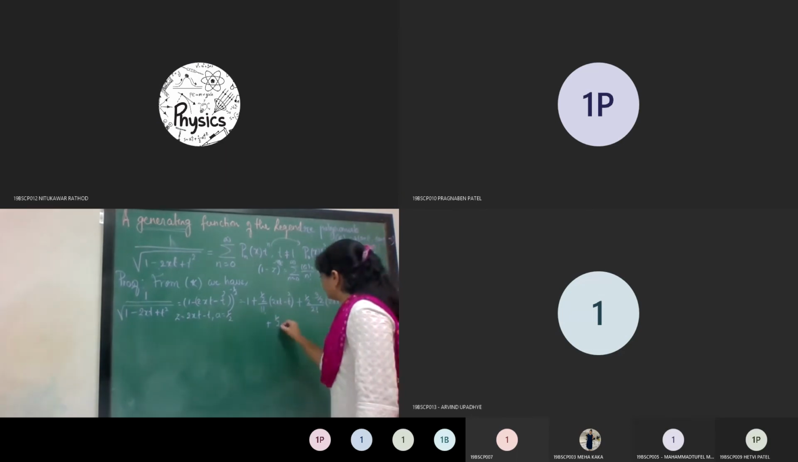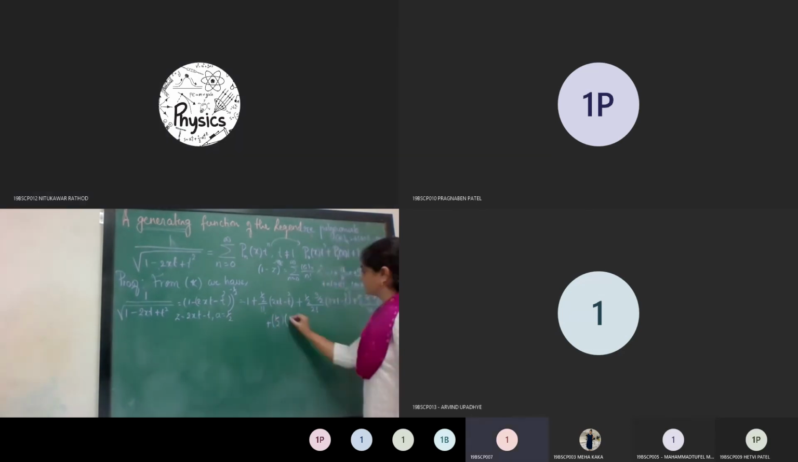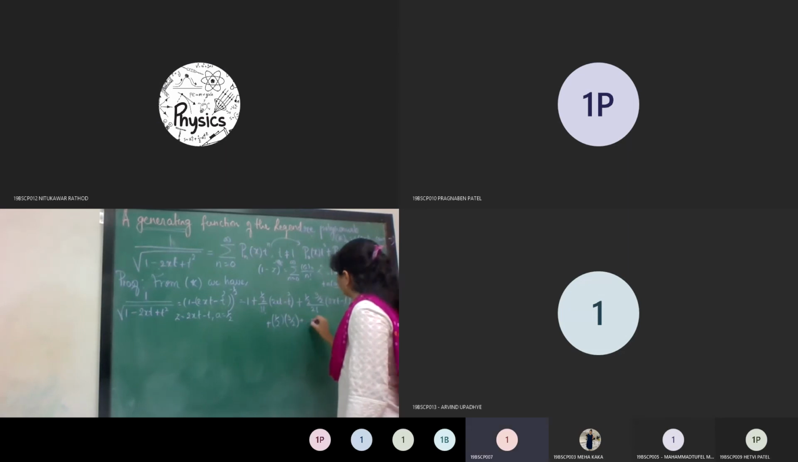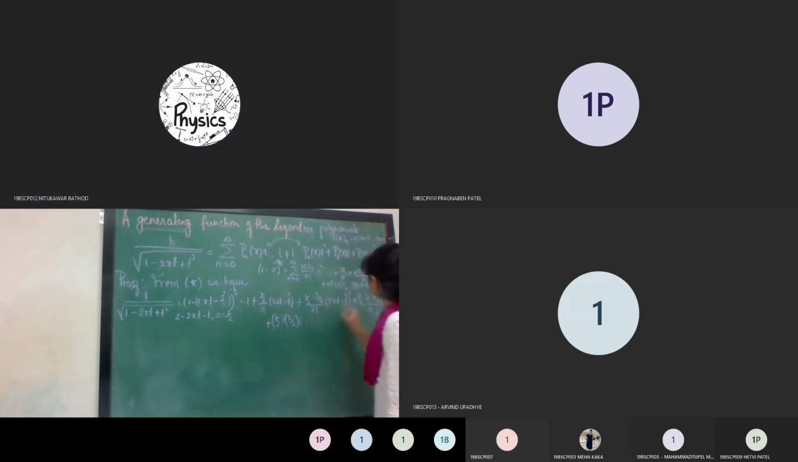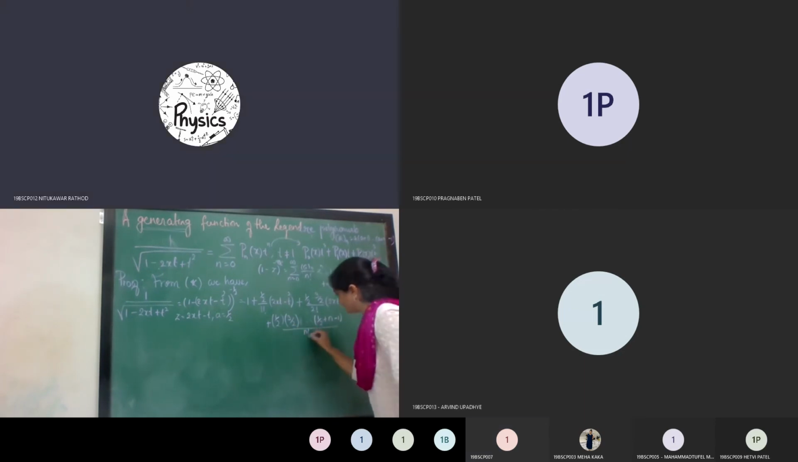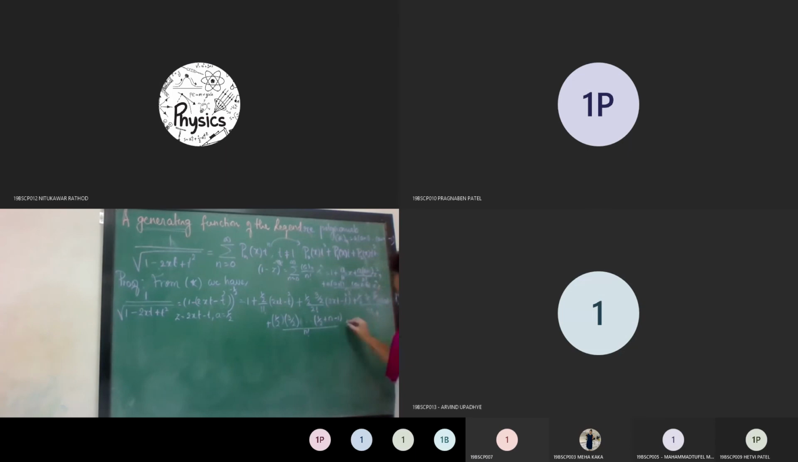So what it will be? 1 by 2, 1 by 2 plus 1, that is 3 by 2, multiplication, 1 by 2 plus n minus 1 upon n factorial, and z raised to n means it is 2xt minus t square whole raised to n, plus up to plus.